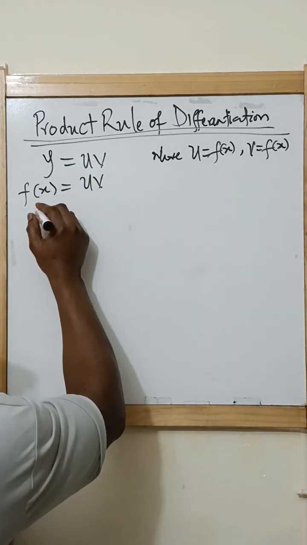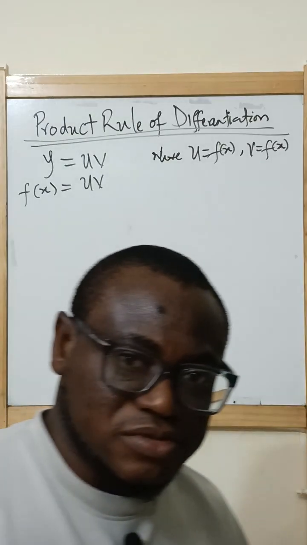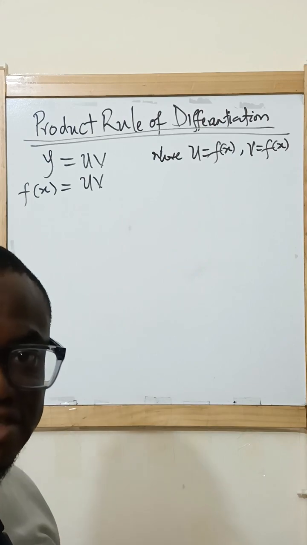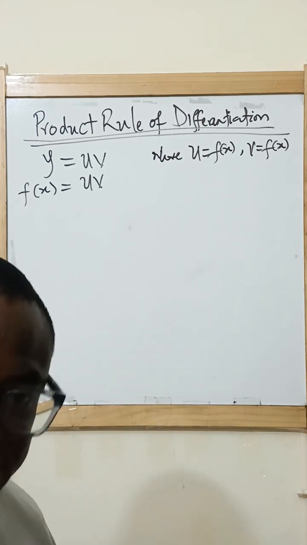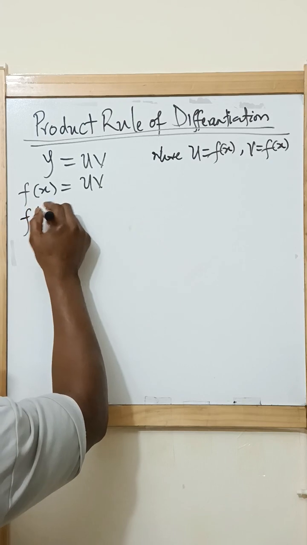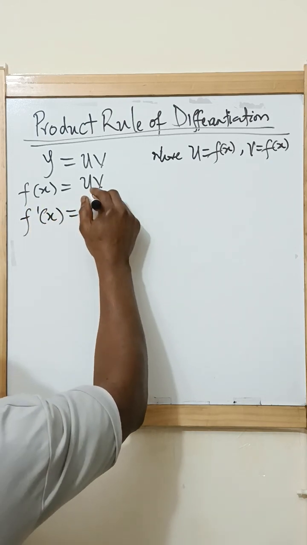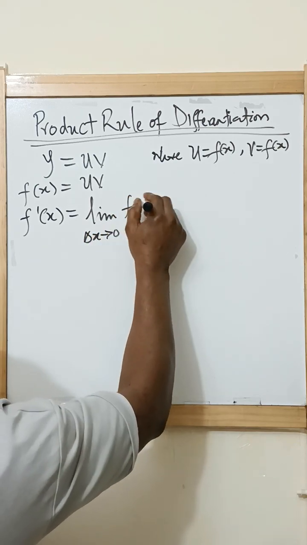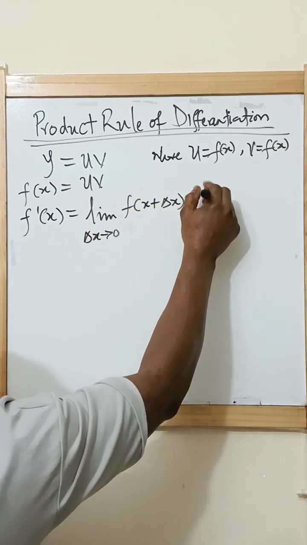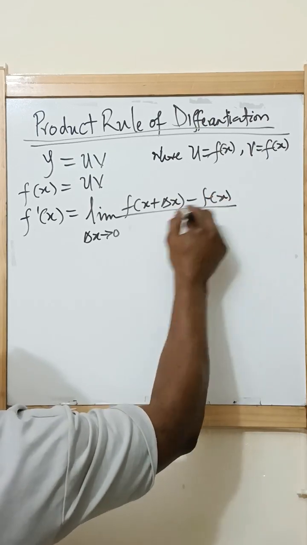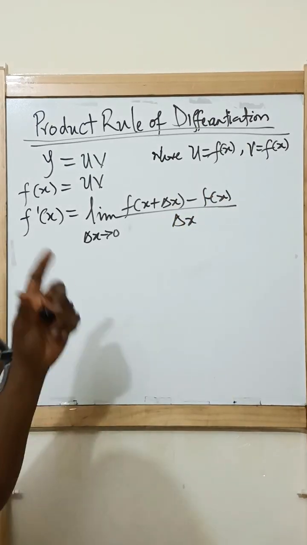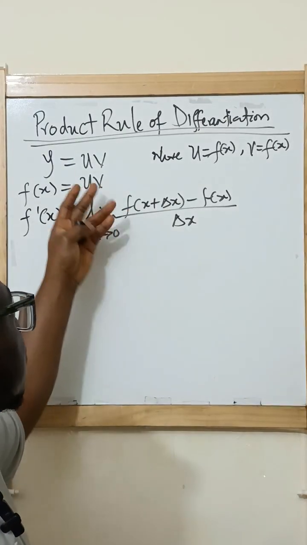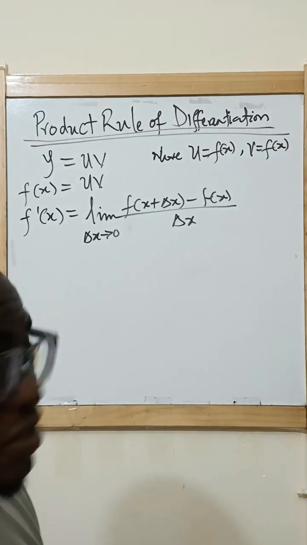From first principles, the formula for getting the derivative of functions is this: f prime of x equals the limit as dx tends to 0 of f of x plus dx minus f of x, over delta x. This is the formula, and we can use it to solve this problem.